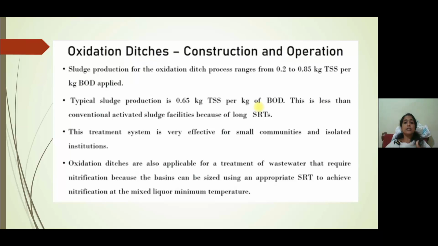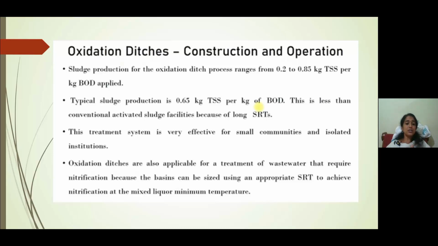The sludge production for the oxidation ditch process ranges from 0.2 to 0.85 kilogram TSS, total suspended solids, per kg of BOD applied. The typical sludge production is 0.65 kg TSS per kg of BOD. This is less than in conventional activated sludge facilities because of the long sludge retention time.